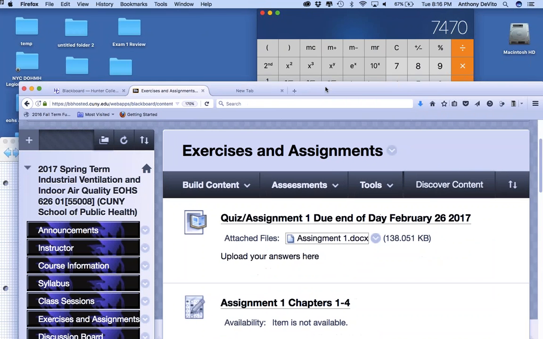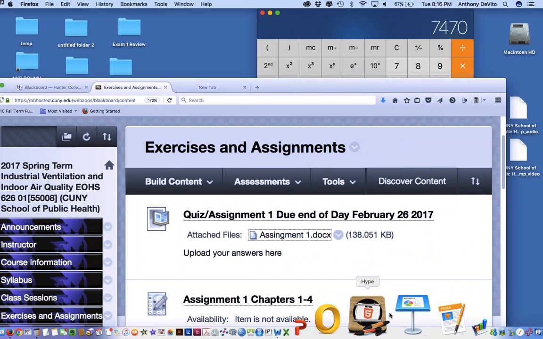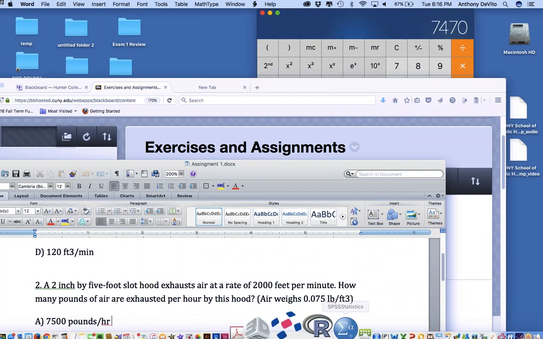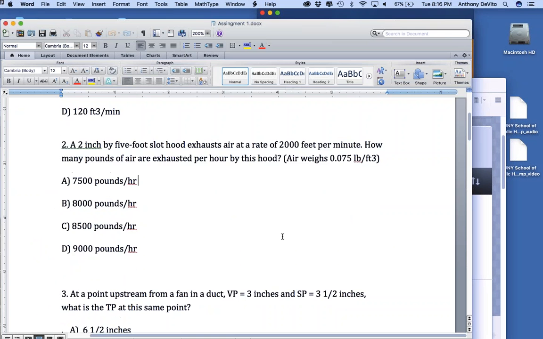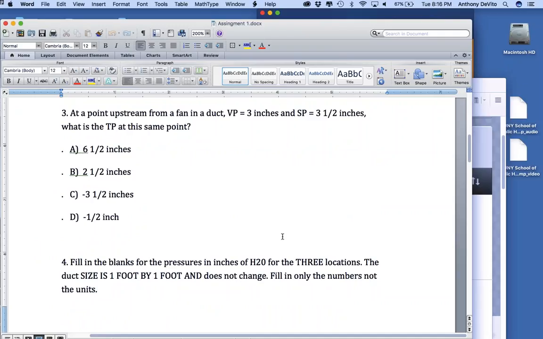If I can find it. It's a Word document. Let me find it. Here we go. Okay, number 3. And I'm going through this for a point because we're going to graduate from this very quickly.